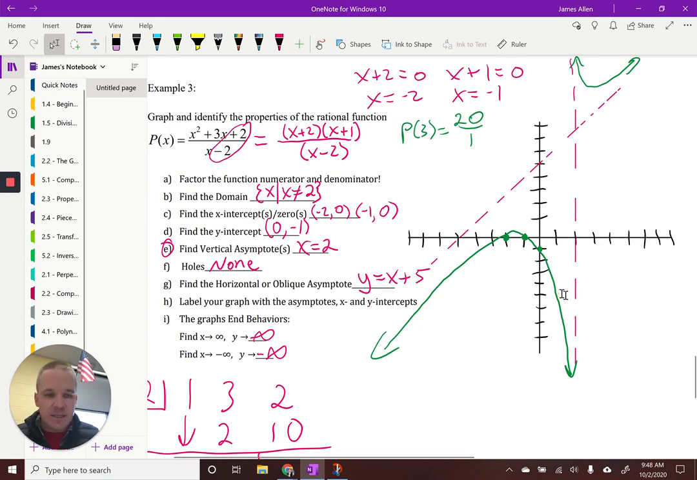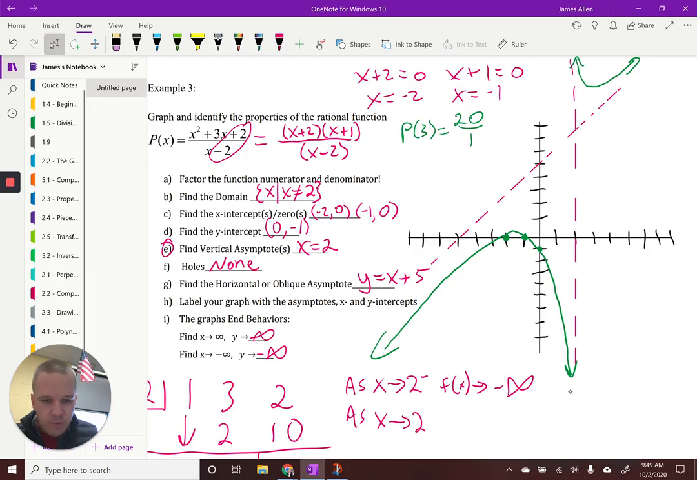It doesn't ask us in this one, but I'm going to do it because I'm just having so much fun here. As x approaches positive 2 from the left, f of x, or y, as it comes in from the left side, is approaching negative infinity. And then as x approaches 2 from the right, f of x, as it comes in from the right, is going up. So it's going to positive infinity.